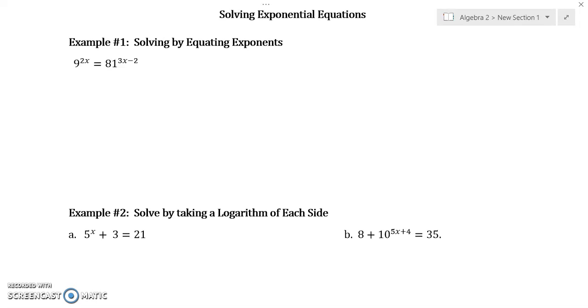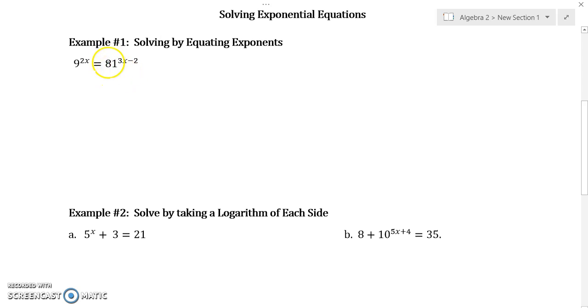Hello everyone. In today's lesson, we're going to talk about solving exponential equations. So in example one, it says it's going to be solving by equating exponents. What that means is we're trying to get the 9 and 81 to be the same base.